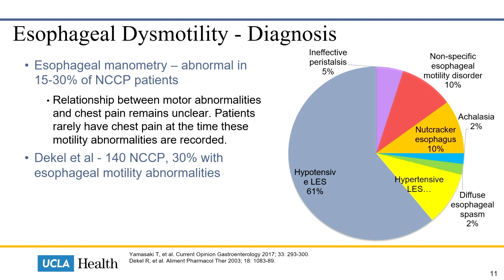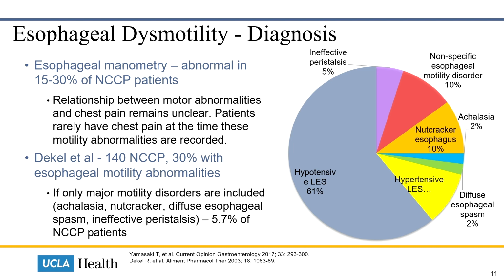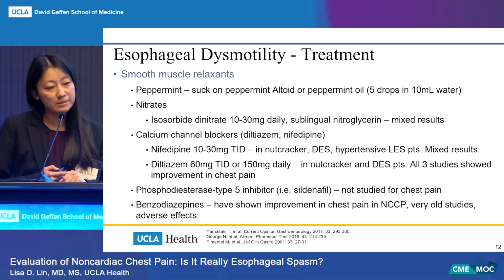So if you actually looked at the actual numbers and you only counted major motility disorders under the current Chicago classification, and I was pretty liberal here in terms of the categories I included: achalasia, nutcracker esophagus, diffuse esophageal spasm, and I even included the ineffective peristalsis, this only made up about 5.7% of this group of patients, so really much lower than the 30%.